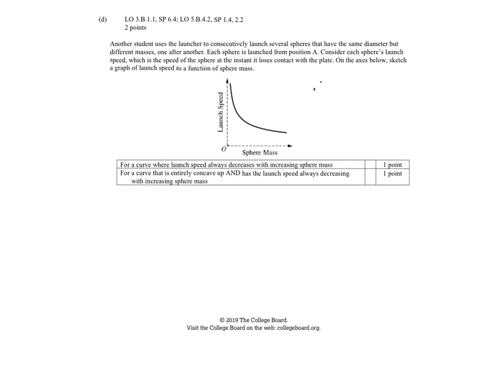In part D, this is what we were just talking about, that because mass and velocity squared are inverse square related, you get 1 point for just drawing a curve in which the speed always decreases with increasing sphere mass, and for a curve that is entirely concave up and has the launch speed always decreasing. You don't even have to really know that it's inverse squared. So this math of like mass is proportional to 1 over v squared, they don't even need that much of it, as long as you just show this concept that it's not straight linear, it's curved. And that is all you need to do for that question.